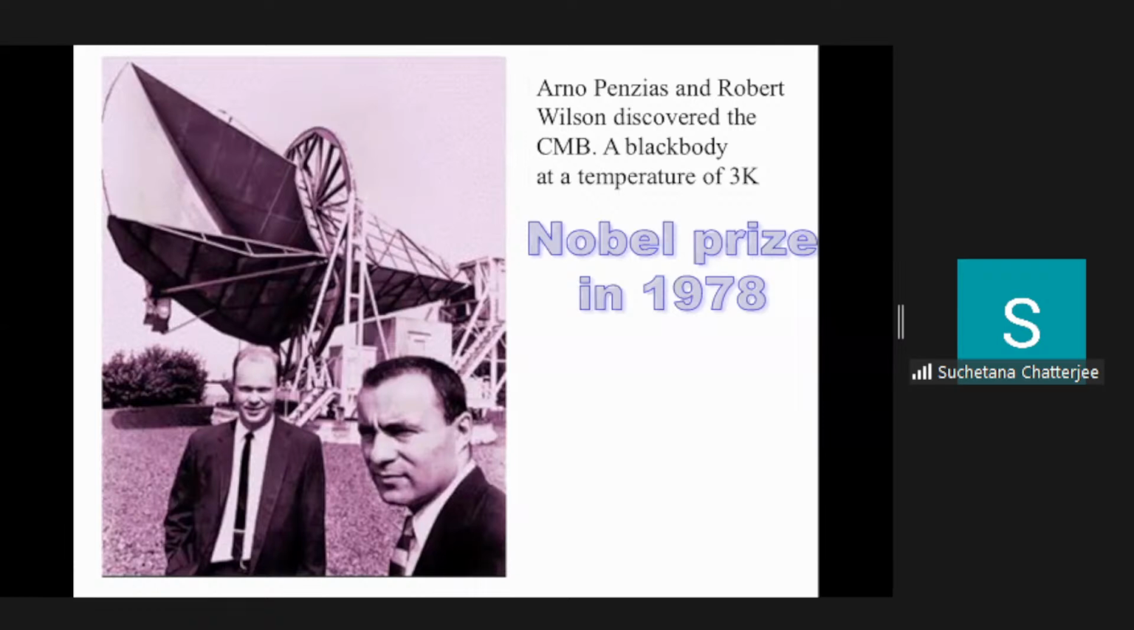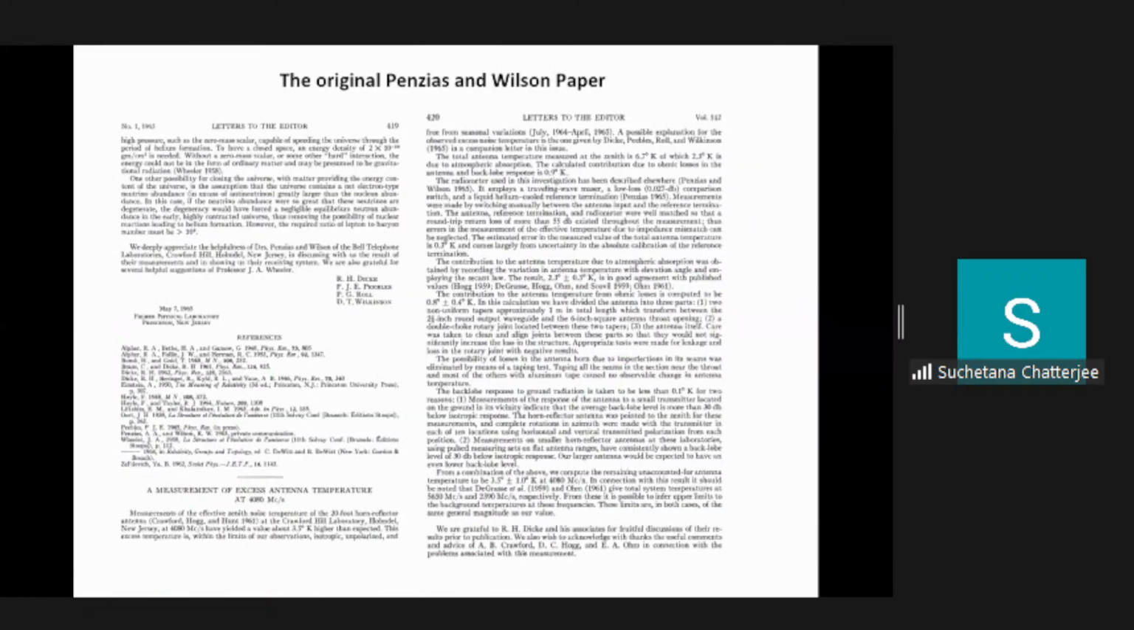Okay, so this is the original paper of Penzias and Wilson, and this is the title of their paper. As I said, it was accidentally discovered, because these two people, Penzias and Wilson, did not know anything about Big Bang theory, and they were looking for other things, other observations.